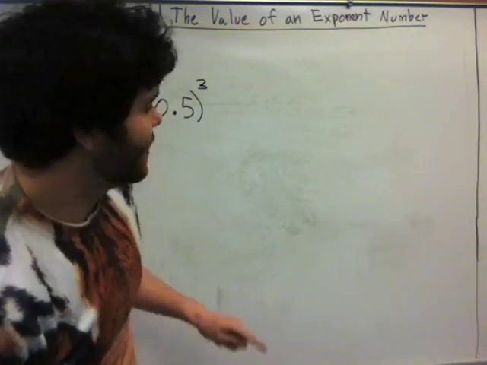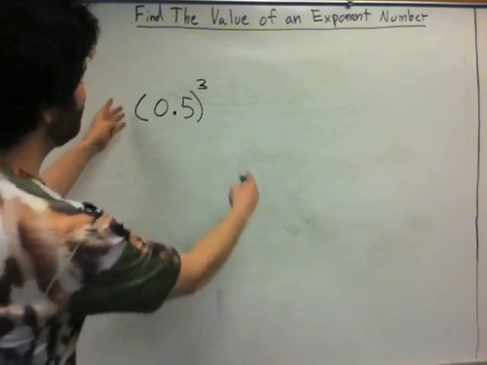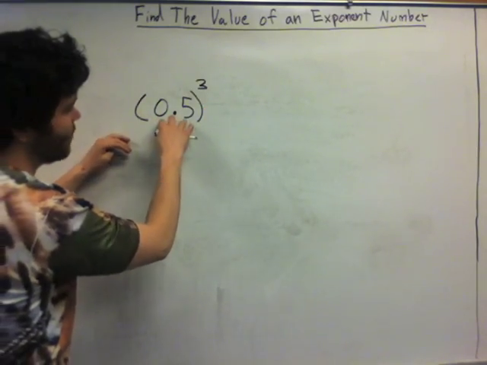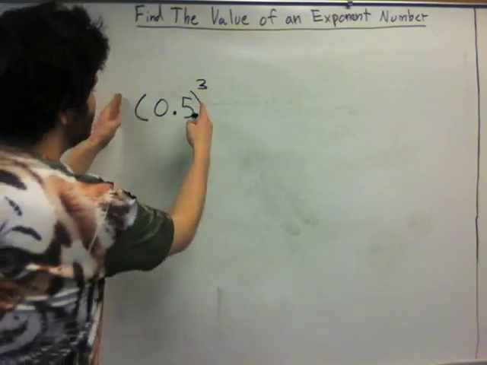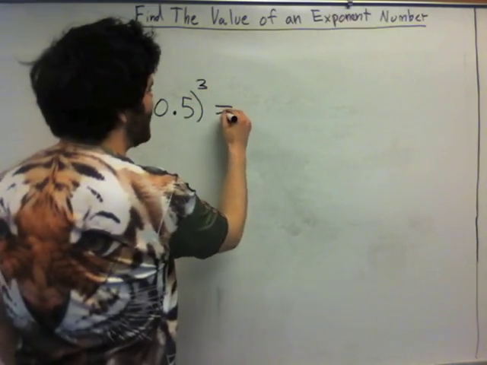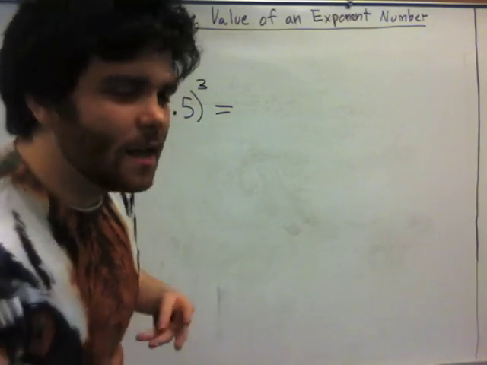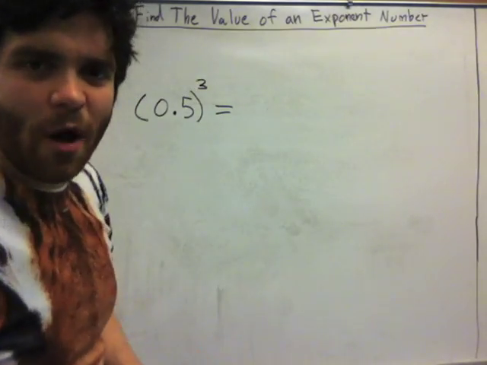What if we get something that looks like (0.5)^3? Now these parentheses just mean that I'm talking about 0.5 and not raising 0.5. So I'm talking about 0.5 raised to the third. Well, how can we use our understanding of exponents and how they get into expanded form to solve this problem?